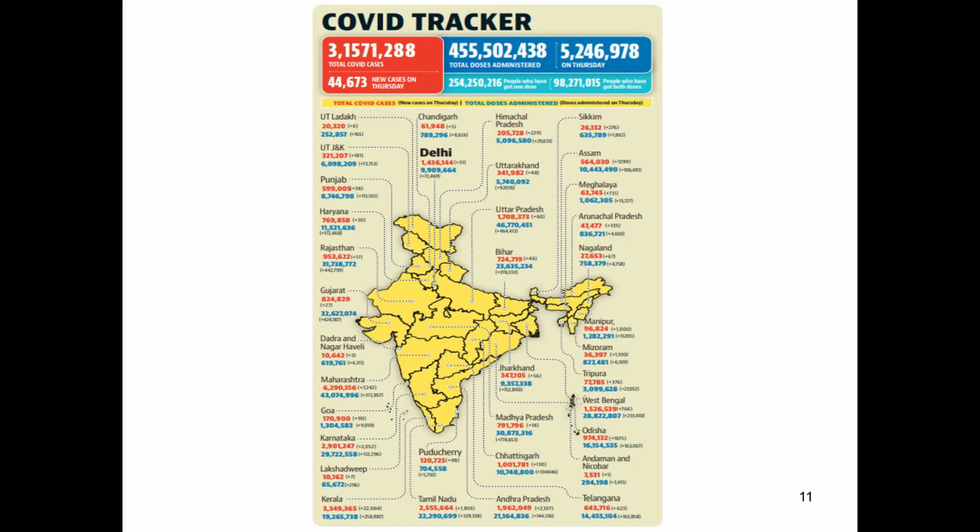Now COVID tracker. So up to now we can say 45 crores of people have taken the doses, at least the first dose. So this way all the states are being presented. So here by seeing this, I can see in my state where it is, how it is going on.